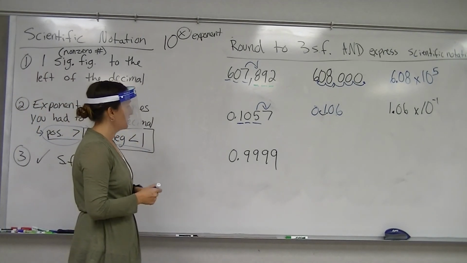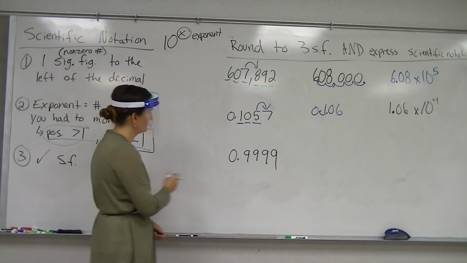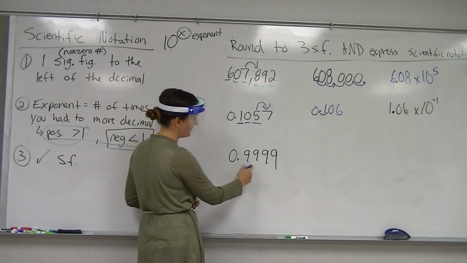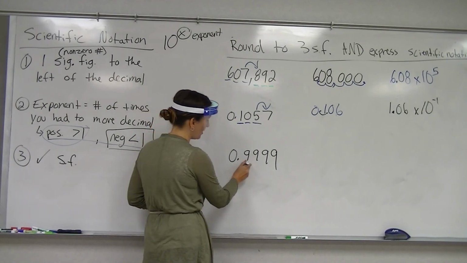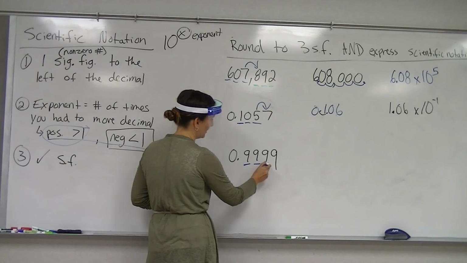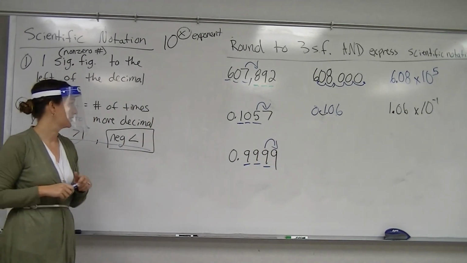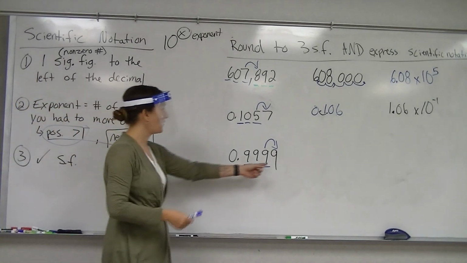So let's do 3 significant figures. They're all 9s, right? This first 0 is not going to count, so I can't start counting until I get to my first non-zero number. So we get 1, 2, 3. Look at the number next to it. Does that stay a 9? No, because it's 5 or higher, right?